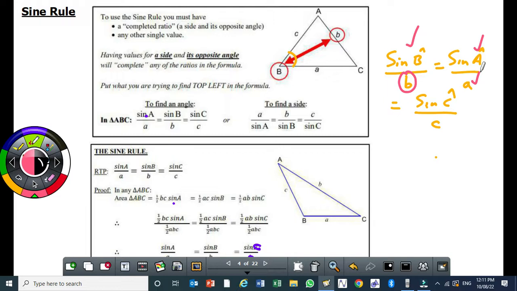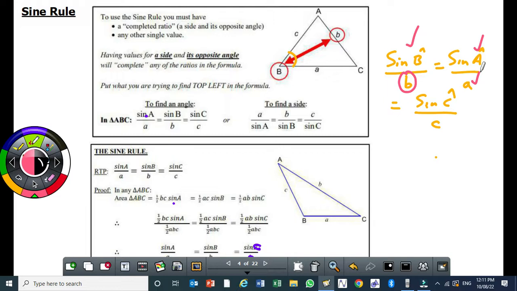You can also have sine B over b being equal to sine C over what? Over c. Now, it's going to depend on the question you have. But always, you need a pair of these ratios, okay, for you to be able to calculate an angle and for you to be able to calculate the length of a side.